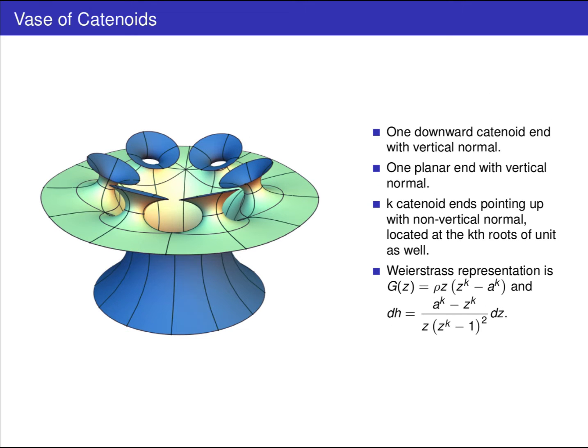Variation on the k-noid, this vase of catenoids. So here we have one downward catenoid end with vertical normal, one planar end with vertical normal, and then k catenoid ends pointing up with non-vertical normals located at the kth roots of unity as well. Weierstrass representation here is given by g of z equals rho times (z to the k minus a to the k), and dh equals (a to the k minus z to the k) divided by z times (z to the k minus 1) quantity squared, dz.